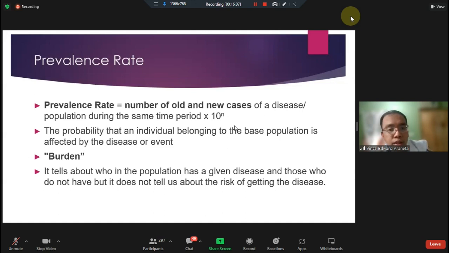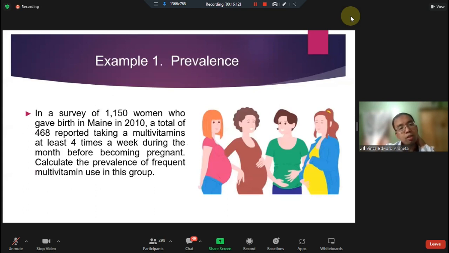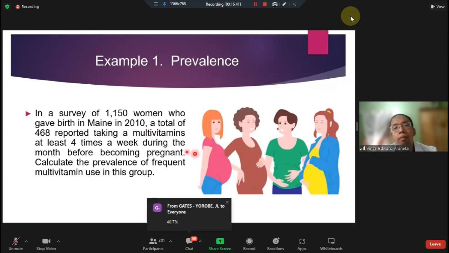So another example, which is easy to calculate. Prevalence. In a survey of 1,150 women who gave birth in Maine in 2010, a total of 468 reported taking multivitamins at least 4 times a week during the month before becoming pregnant. Calculate the prevalence of frequent multivitamin use in this group. You can just chat immediately. It's easy to calculate for prevalence. It's just the total, old and new cases, divided by the population. Yes, prevalence is 40.7%.